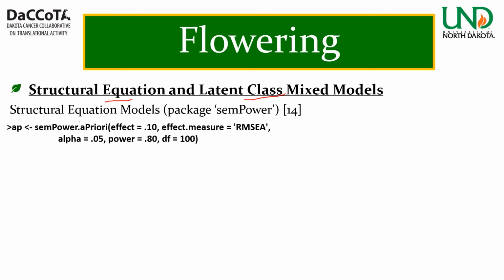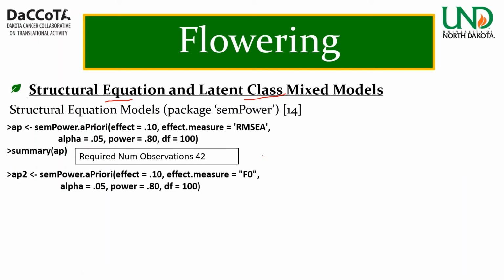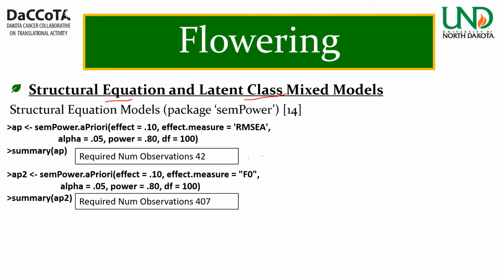I'm not very adept at structural equation models, so this will just be a cursory look. Using function Superpower a priori with an effect size of 0.10, an effect measure of what they call RMSEA, which is root mean square error of approximation, gives a sample size of 42. Using an effect measure of F0, so the population minimum of the maximum likelihood fit function, gives a much higher 4.07.